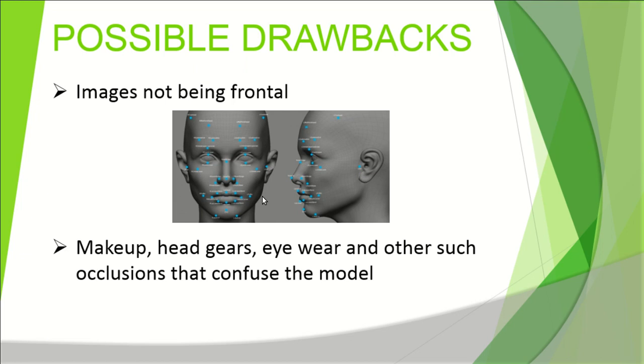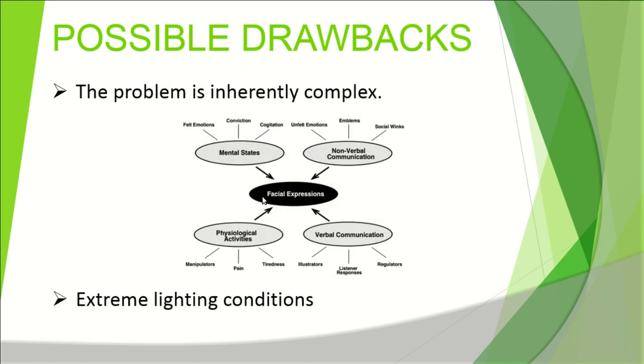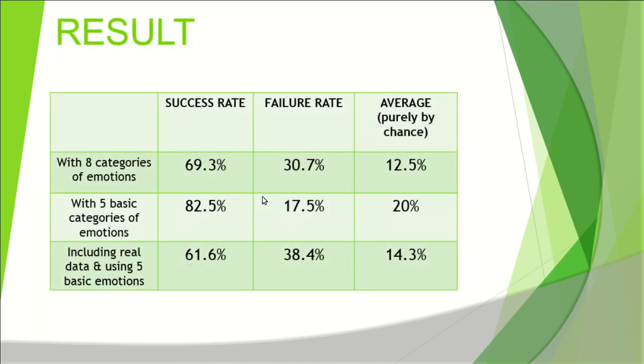And the last and final drawback or possible setback would be occlusions. It may be makeup, headgear, eyewear, and other such things that can confuse the model. Saying this, it doesn't mean that the model is bad, but it has some drawbacks which can be overcome by many other methods.